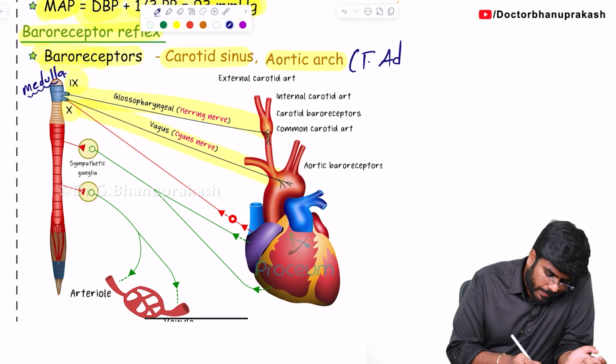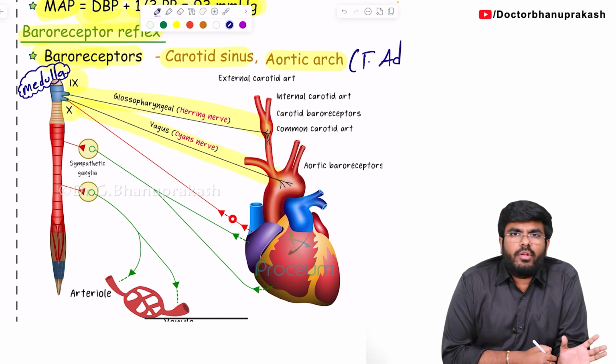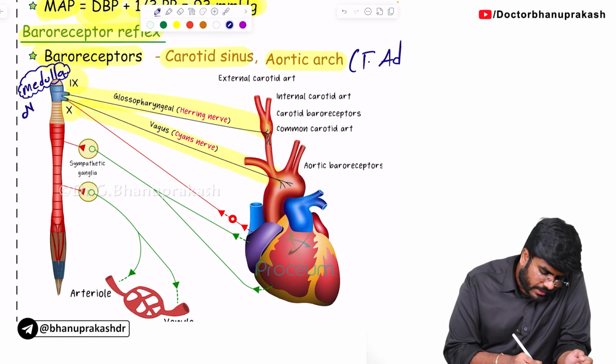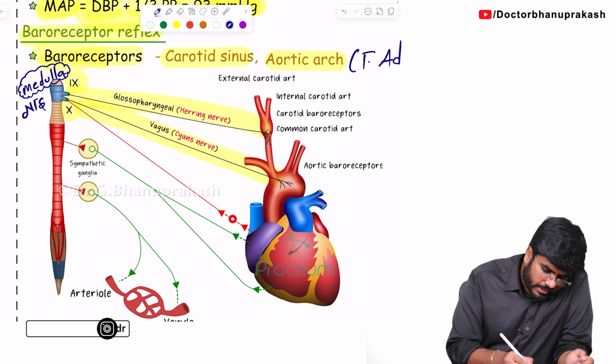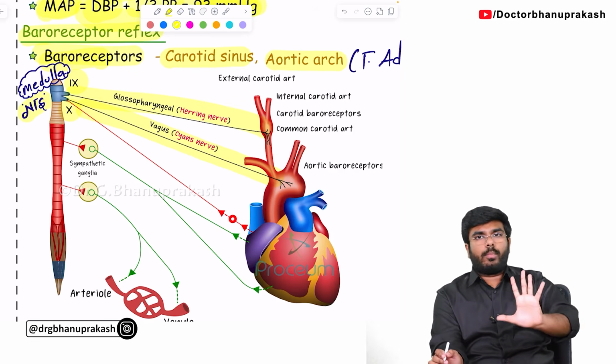So the medulla is receiving the information about the BP, the mean arterial pressure in your body: is it normal or not? Which part of the medulla specifically? It is the nucleus of tractus solitarius. The nucleus of tractus solitarius is receiving the information about the BP, normal or not.